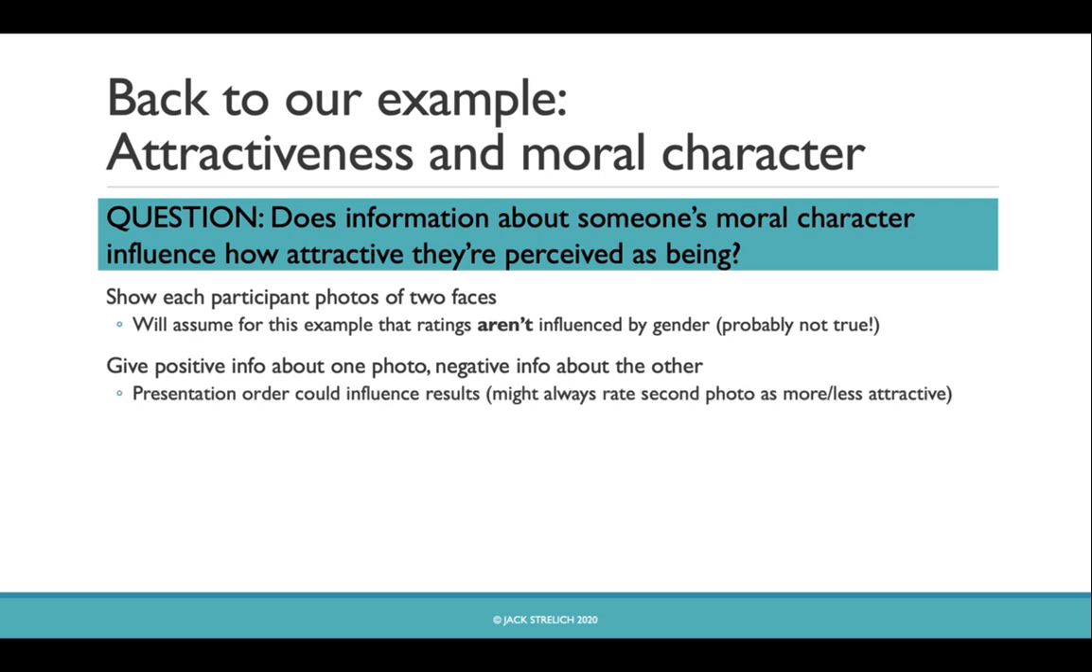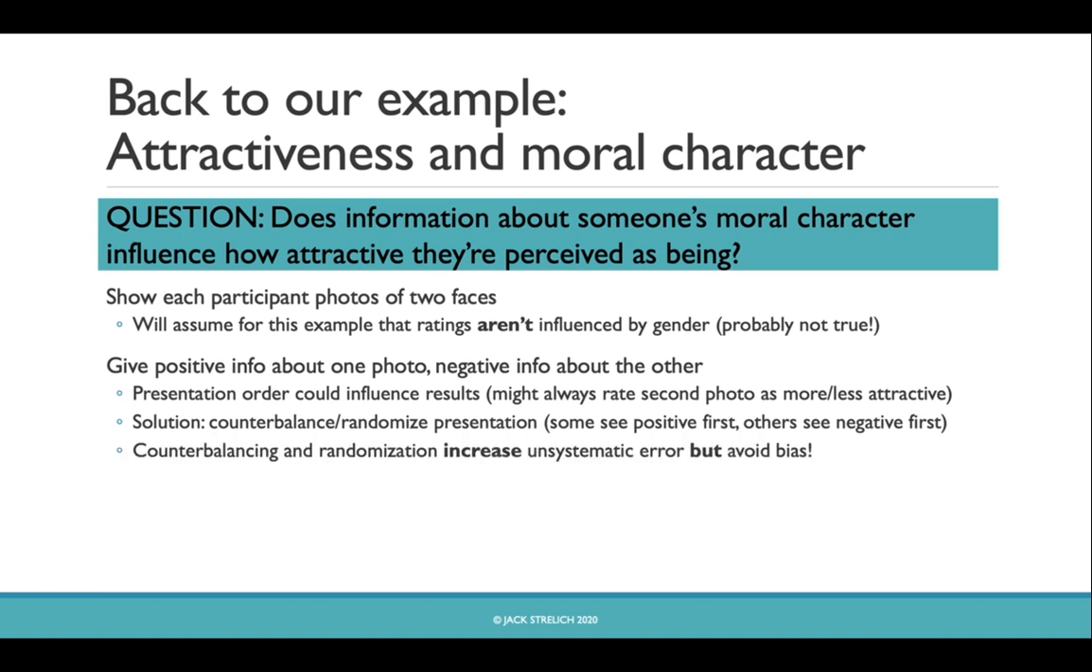Now, the order in which we present these photos could in theory influence our results. For example, participants might always rate the second photo as being more or less attractive than the first, just because now they have something to compare it to. The solution is to counterbalance or randomize the order of presentation. In other words, some participants see the photo coupled with positive information first, while others see the photo coupled with negative information first. Counterbalancing and randomization actually increase unsystematic error, but importantly, they help us to avoid bias. Finally, we ask participants to rate each person's physical attractiveness on a 1 to 10 scale.